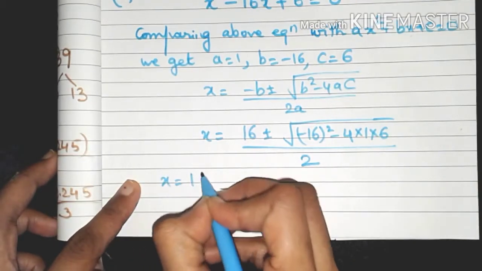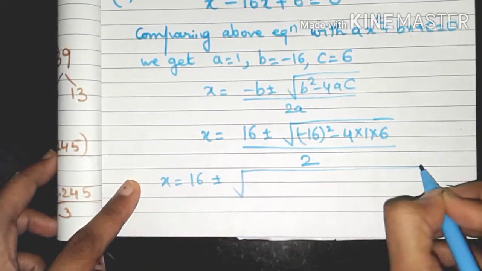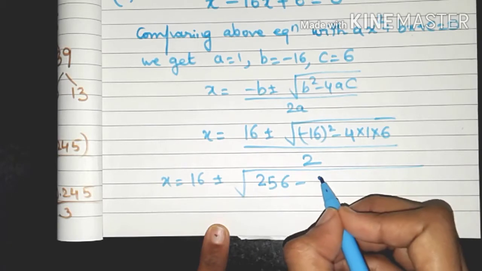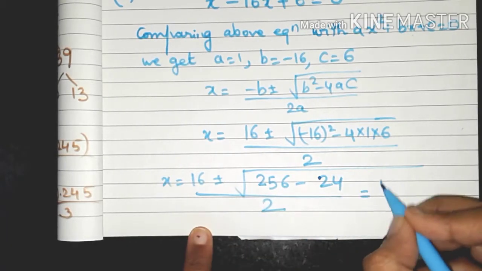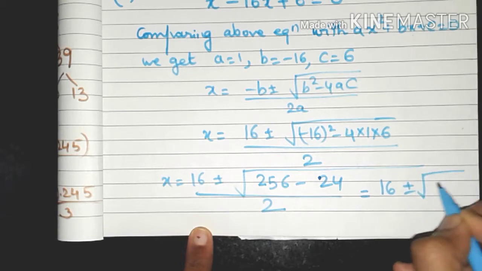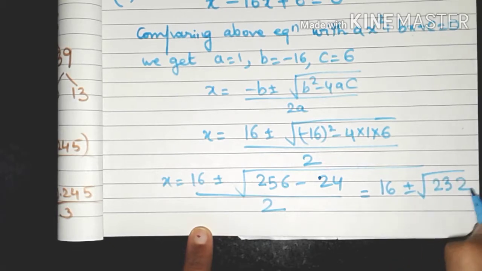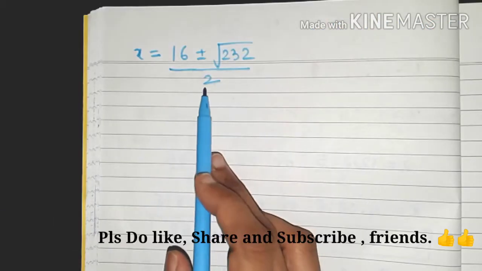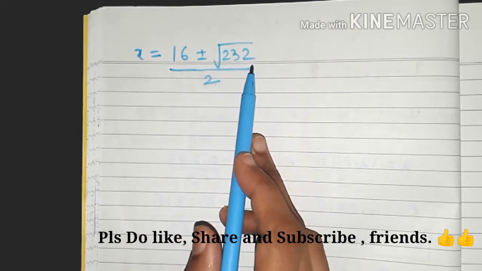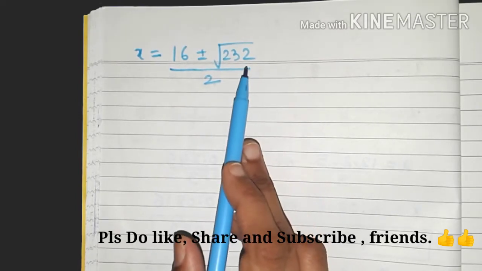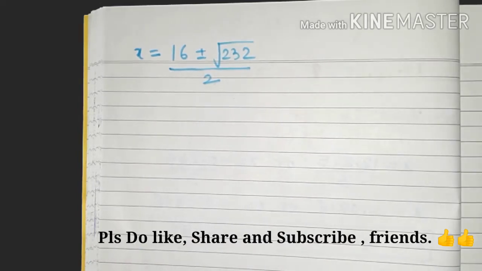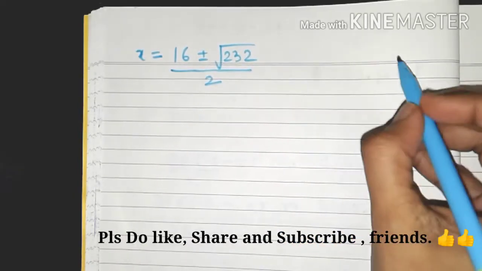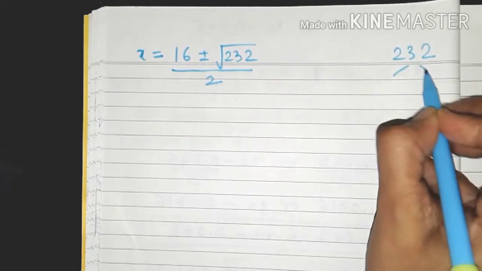So on further simplification friends, we'll get 256 minus 4 into 6, which is 24, divided by 2, which will give us 16 plus or minus root of 232 divided by 2. Friends, once again, root of 232. So can we find the square root in the table? Of course not, because it has only till 100. So we have to do further simplification. So let's split it up and see.